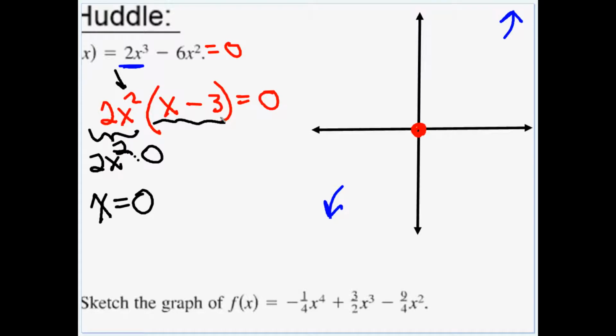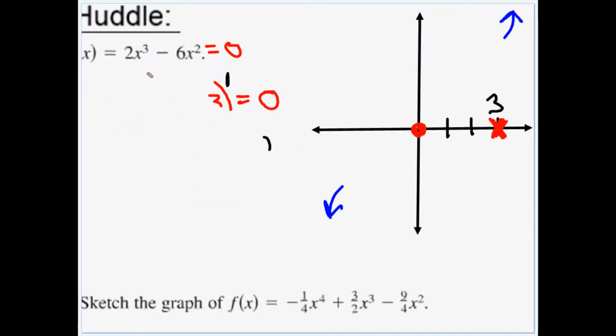The next factor, x minus 3, that's first power, odd multiplicity. So when we set this equal to 0, we're going to get a cross here. So add 3, at x equals 3, 1, 2, 3. We are going to cross the x-axis. I used a little x last time.